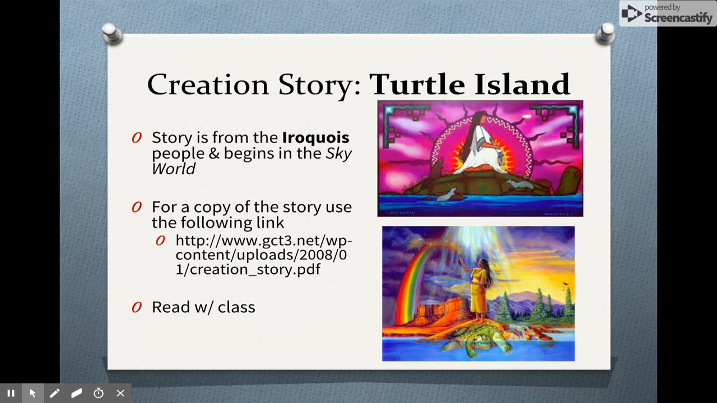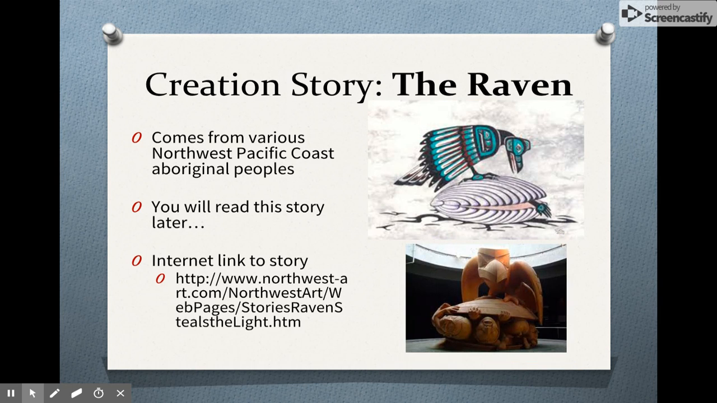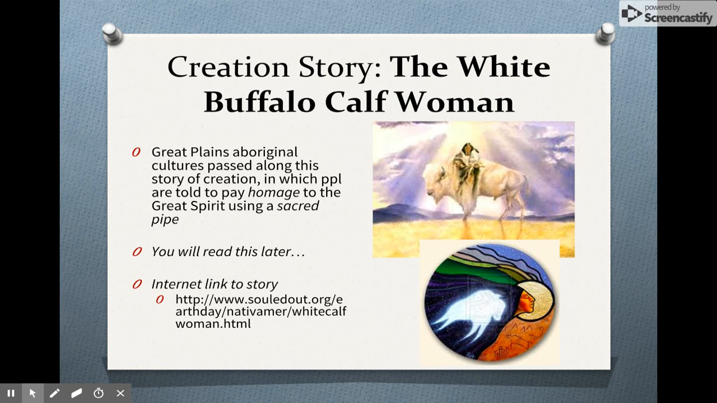So the first creation story is Turtle Island. And just a bit of background here. The story is from Iroquois peoples and begins in the sky world. I've added a link here, and I will also be handing out a printed copy of Turtle Island. The second creation story is the story of the Raven. It comes from various Northwest Pacific Coast Aboriginal peoples. And the third story is the White Buffalo Calf Woman. And the Great Plains Aboriginal cultures passed along the story of creation, in which people are told to pay homage to the Great Spirit using a sacred pipe.